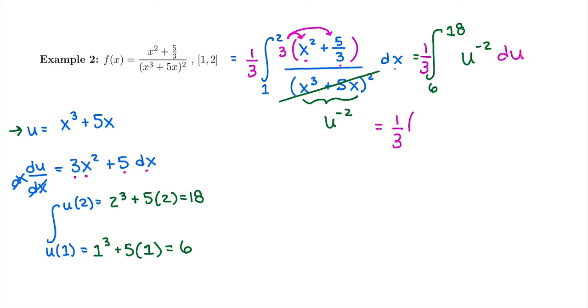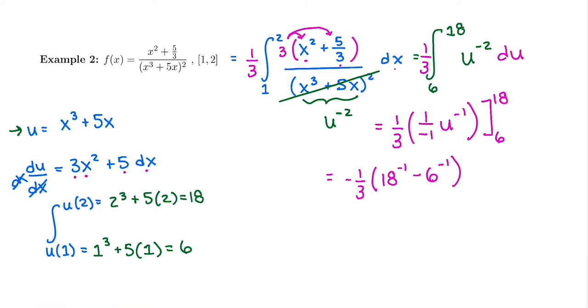So I'm going to keep that 1/3, and I need to remember to take the antiderivative now. So negative 2 plus 1 is negative 1. So I'm going to do 1 over negative 1, u to the negative 1, and an evaluation part instead of a plus k. We're going to evaluate from 6 to 18. I could multiply these fractions together to get a negative 1/3 outside. And do 18 to the negative 1 minus 6 to the negative 1, plugging in my upper bound minus my lower bound. Most calculators, you might need to put that negative 1/3 in its own set of parentheses, since it is a fraction. And then we're plugging in our upper bound minus our lower bound.